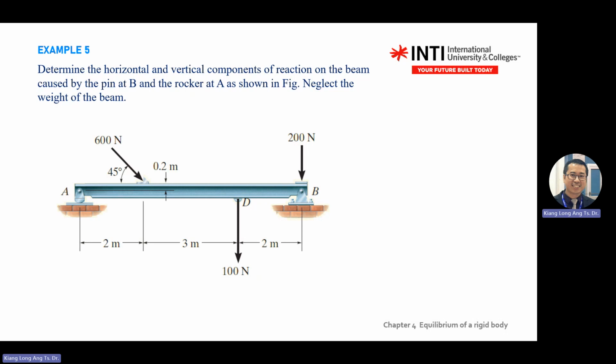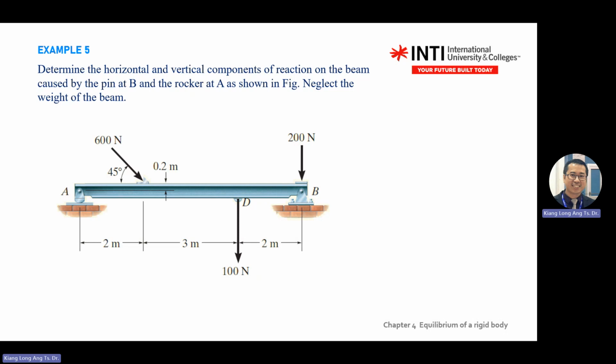So copy all the external force. Copy all the dimension from where to where. So this is 100 Newton, 200 Newton. Put in unit, 600 Newton. Then only you draw reaction. Since W don't need, so W don't need. Of course, you don't need to draw like this. Then you label point A, point B.